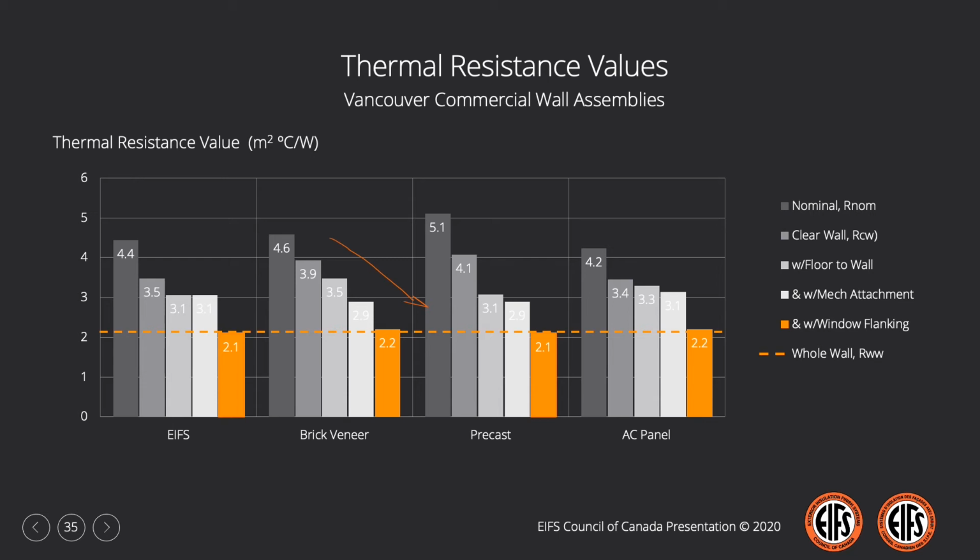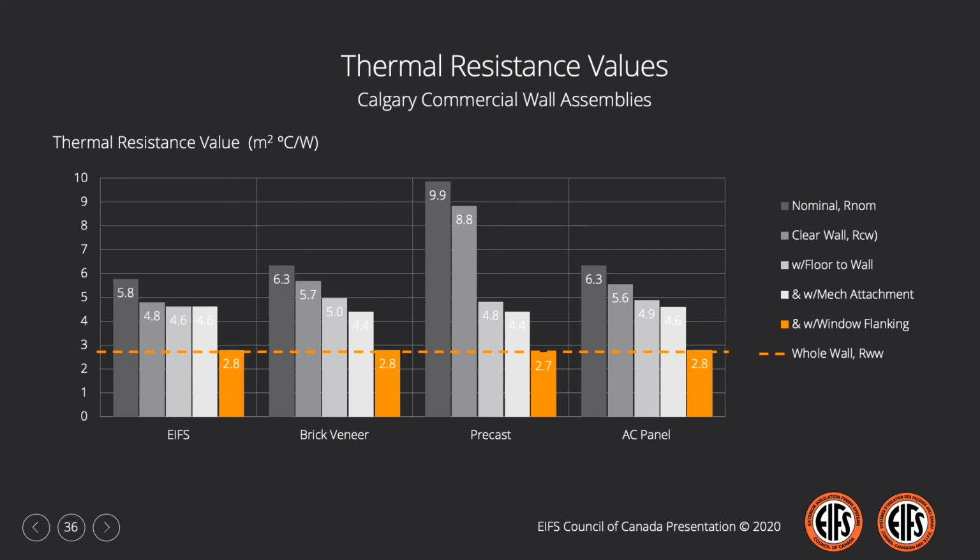So a greater impact through things such as mechanical attachment into metal stud than the same attachment method into a wood framing member. In Calgary, even a greater percentage drop from our highest nominal R value of 9.9 down to a 2.7. So this represents about a 73% drop in R value when we look at the difference between nominal and our whole wall R value. Of course, the target whole wall R value is about the same, 0.1 difference across our various assemblies for Calgary.